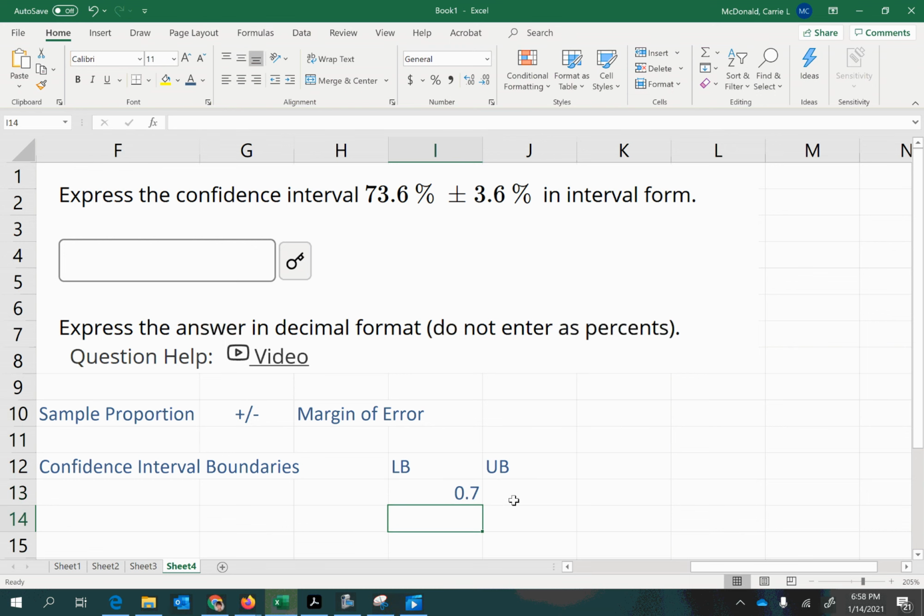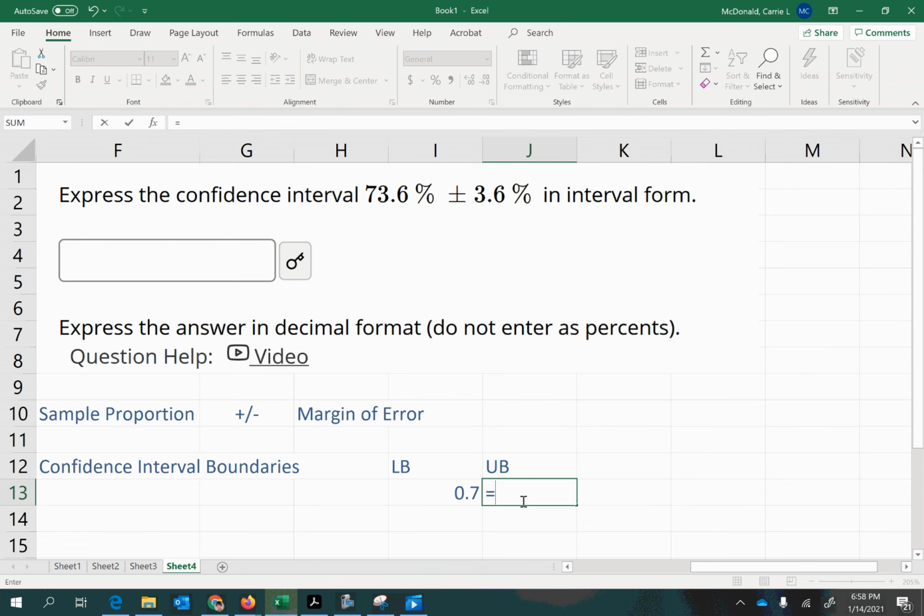And then I'm going to do the same thing for my upper boundary, except this time I'm going to add. So again, I'm doing 0.736, and now this time I'm adding the margin of error of 0.036 to get my answers.